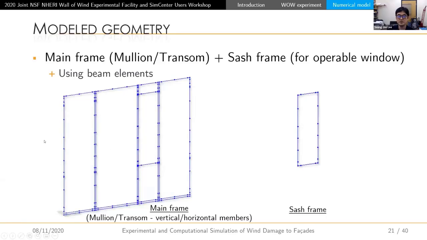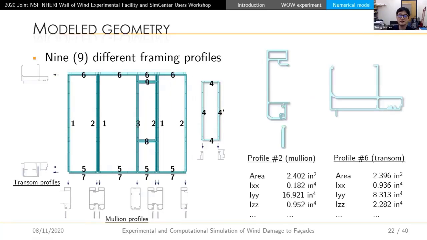All right, so we use 12-degree-of-freedom 3D beam elements to model these frame elements. And then we realized there are 9 different framing profiles we need to model. Here, these two are the transom profiles, or actually 3. So 5 and 7 are on top of each other. These are transom profiles, and these are mullion profiles, so vertical members, and these are horizontal members.